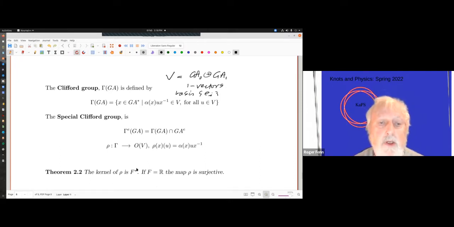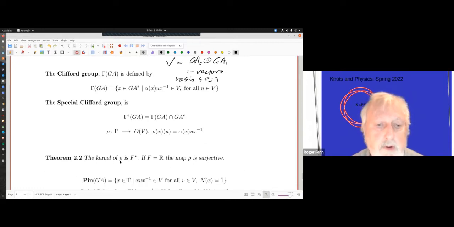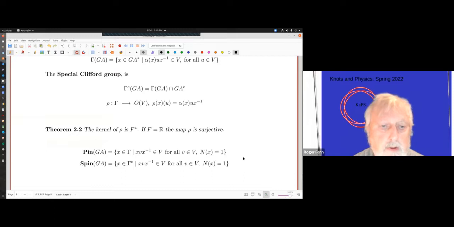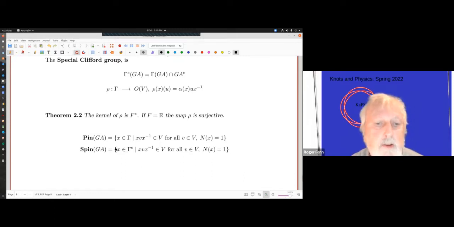And now, we have a map from the Clifford group to orthogonal transformations of V given by this conjugation here. And we proved last week that the kernel of this map is F star. And if F equals R, the map is surjective by the theorem of Cartan. I'll come back to that. I'm giving the definition now. Is the pin group of GA?